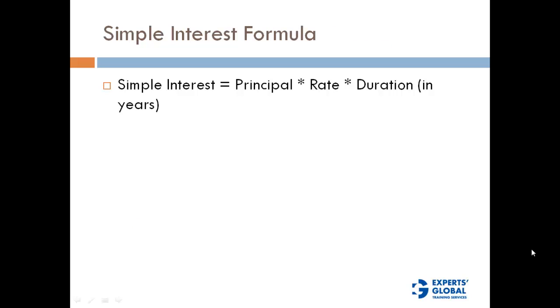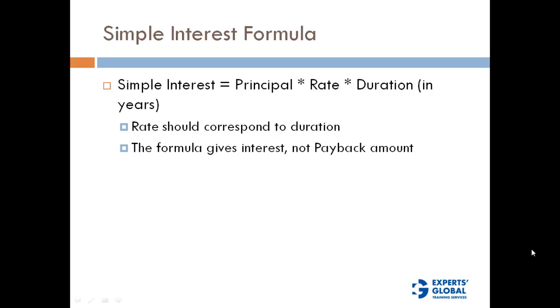Simple interest, the formula is principal into rate into duration. So there are some things you need to remember when applying this formula. The first thing is the rate should correspond to duration. If the rate is 10% annual, so the duration will have to be in years. If the rate is, say, 5% monthly, then the duration will have to be months, right? And the formula gives interest, not the payback amount. The payback amount will be the interest amount obtained by principal into rate into duration plus the principal amount.